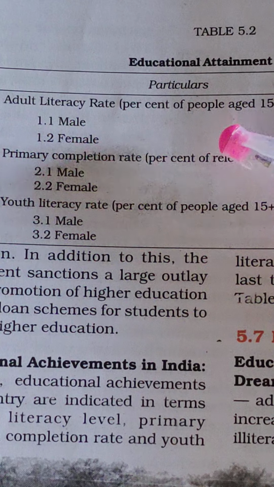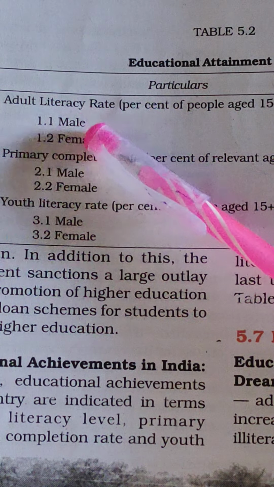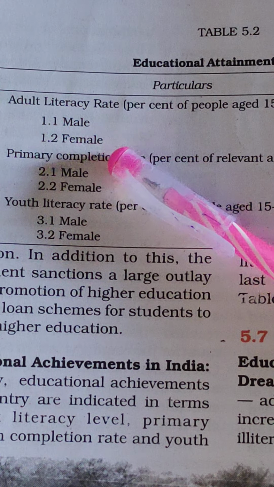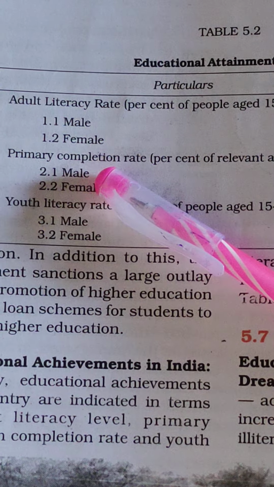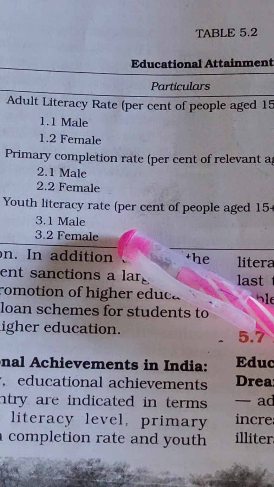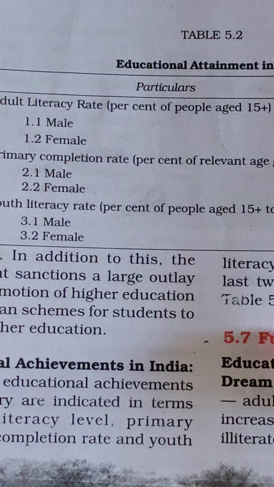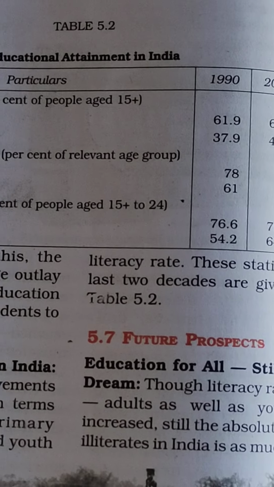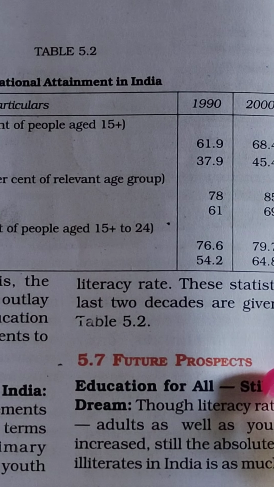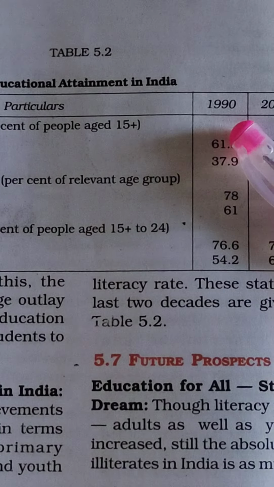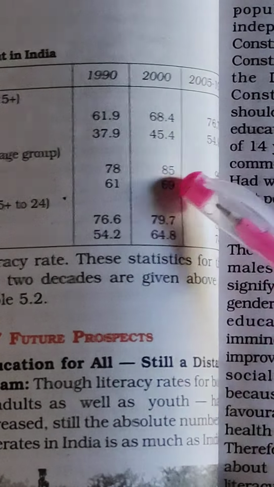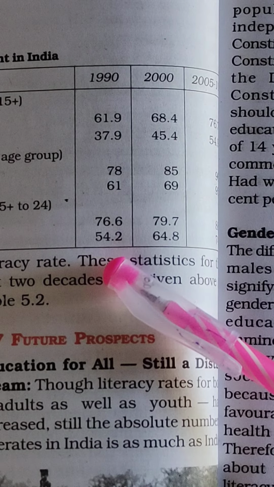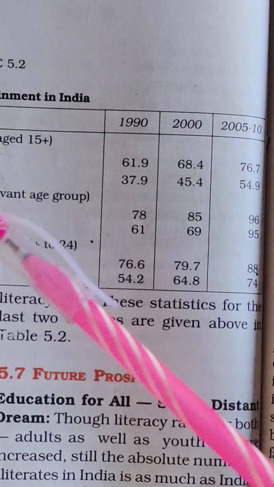So I'm going to explain this table, and this is educational achievement in India. Generally, educational achievement in India is indicated in terms of adult literacy, primary education completion rate, and youth literacy rate. And these are the statistics that we will discuss. I'll read out the table to you. In the last two decades, so 1990 and 2000, 2005-10. So this is how we will do it. I'm going to read it out. So let's take the first one.